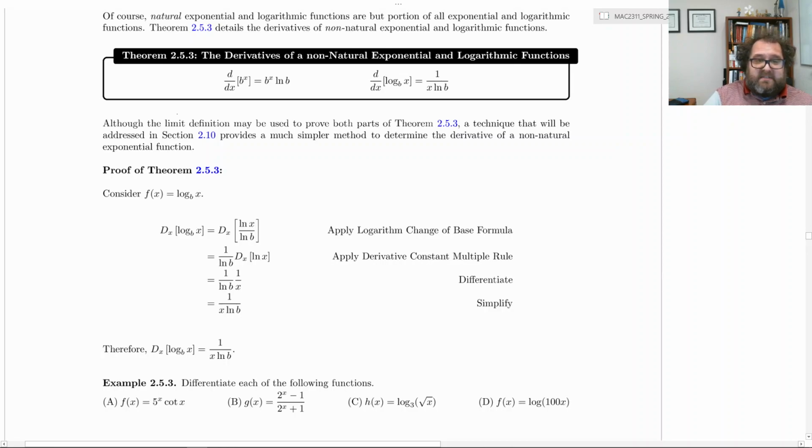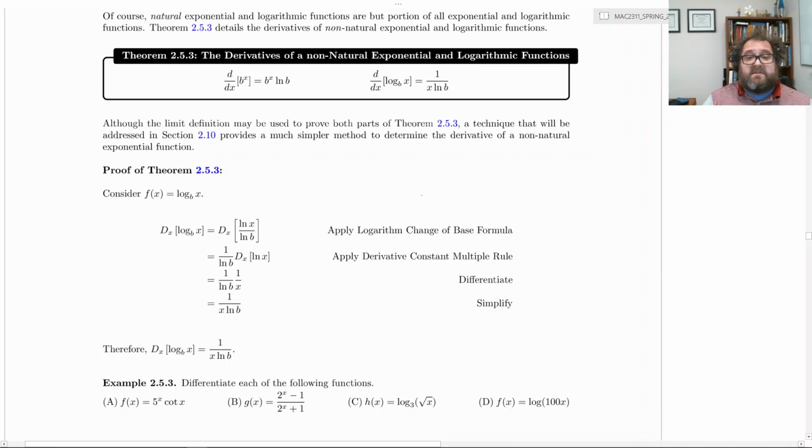Actually, I'm going to save the proof of the non-natural exponential for the future, because the technique I want to use, we're not going to cover until section 2.10. But I like to use that technique because it's really simple. So I'm going to save that proof until section 2.10. I'll go ahead and prove the logarithm derivative, though.